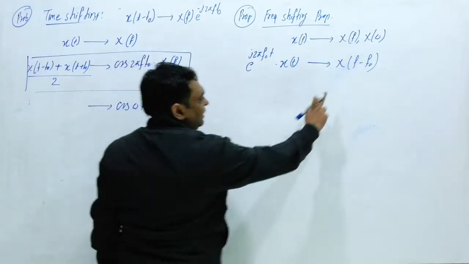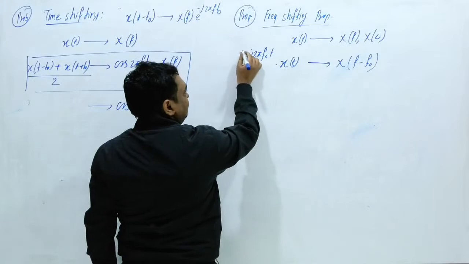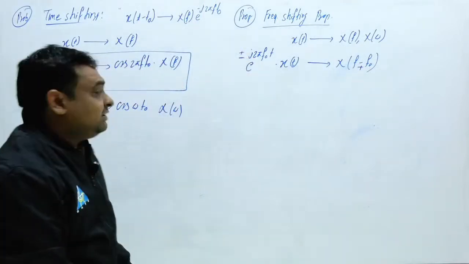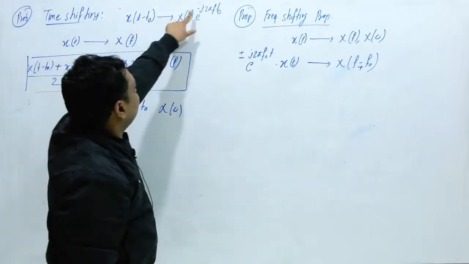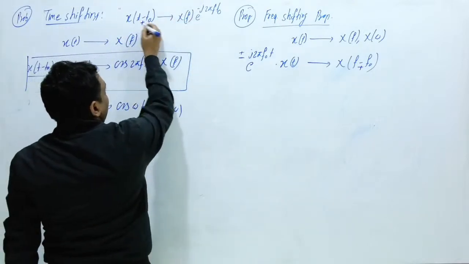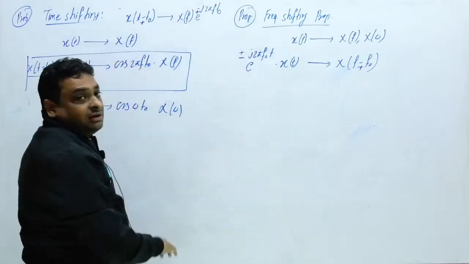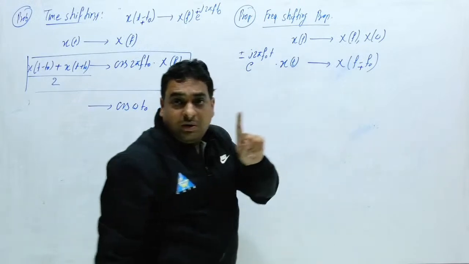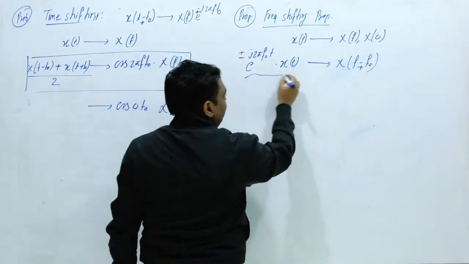Now one important thing: if this is minus, this is plus, and if this is plus, this is minus, just opposite. Here if this is minus, this is minus; if this is plus, this is plus; here it is just opposite. If this is plus, this will be minus; if this is minus, this will be plus. One more thing you have to concentrate on: this is a function of time.